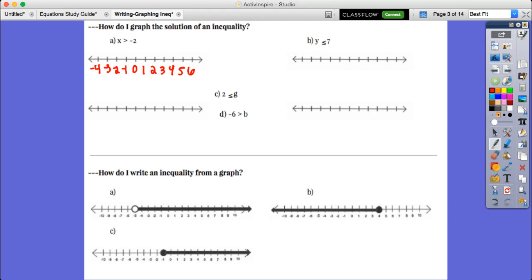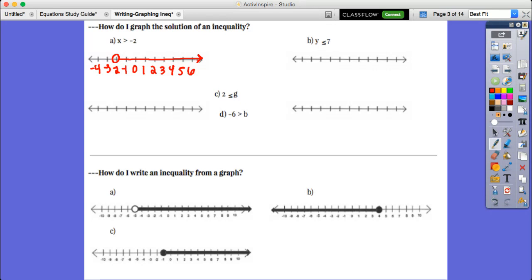I'm going to look above to the rules for graphing. It says that signs like this, less than or greater than, have an open circle. So I'm going to put an open circle on negative 2, and it's going to be all values that are greater than negative 2. Remember, x stands for any number. So it's going to be any number that is greater than negative 2. So you've got an open circle on negative 2, and you're drawing your arrow in the direction of numbers that are greater than negative 2.